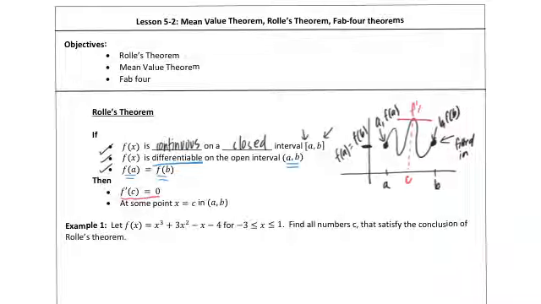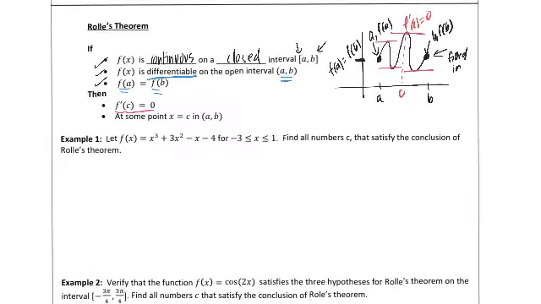This is one place. The way I drew this, there's a few other places where there is a horizontal tangent line. The theorem says that there will be at least one place, right? But there might be more. Let's do example one. Example one says let f of x equal x cubed plus 3x squared minus x minus 4 on the interval negative 3 to 1. And notice that we are on a closed interval here. Find all the numbers c that satisfy the conclusion of Rolle's theorem. So we're looking for x values, x equals c, where we have a horizontal tangent line, right? That's what Rolle's theorem helps us to find.